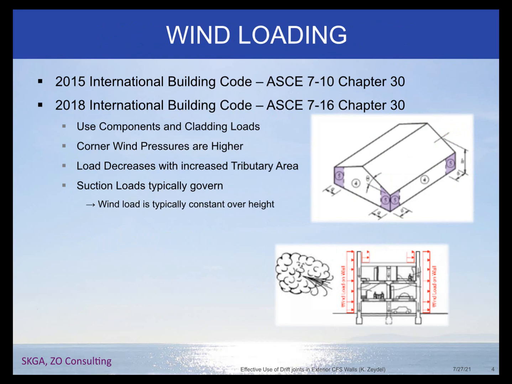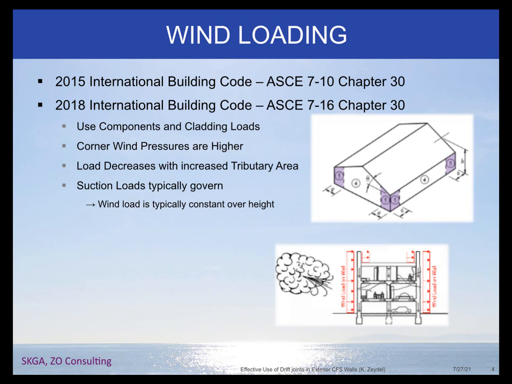For wind loading, if you're in the 2015 or 2018 International Building Code, ASCE 7 has changed. It's still chapter 30, but 2015 is ASCE 7-10, and 2018 is ASCE 7-16. You want to make sure that you use components and cladding loading when you're designing your non-load bearing exterior wall framing. That's chapter 30. Your corner wind pressures are higher, so sometimes people will design specifically to a corner zone and have different framing requirements or connection requirements at corner zones. Other times the difference isn't enough to make it worth doing a different design there, and they'll just design everything for the corner, the higher load.